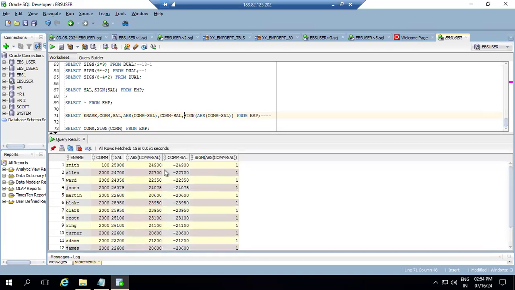So how is it considering? First it is the commission column and salary column. Next you're using absolute of commission minus salary, so you are getting the output like 24,900. Where we're using absolute value, when it is negative, it converts to positive directly. You can see the difference here. When it is commission minus sal, it is minus 24,900 over here. So what is the functionality of the sign here?